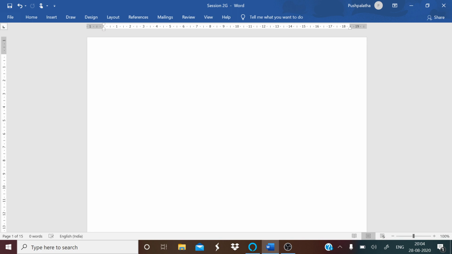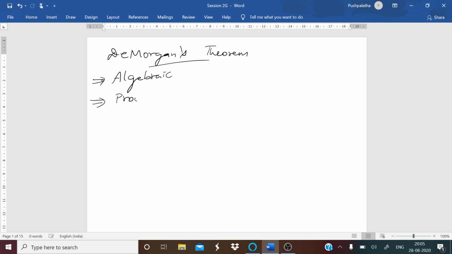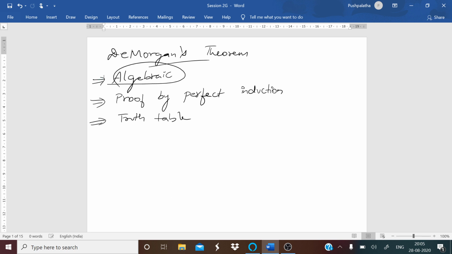In the last session, we were talking about De Morgan's theorem, right? And we had stated both the theorems also. And the other thing that we did was proof. As we had already said, there are three ways of proving. That is using the algebraic method, using the proof by perfect induction method, and using the truth table. We have already shown how to prove using the algebraic method.